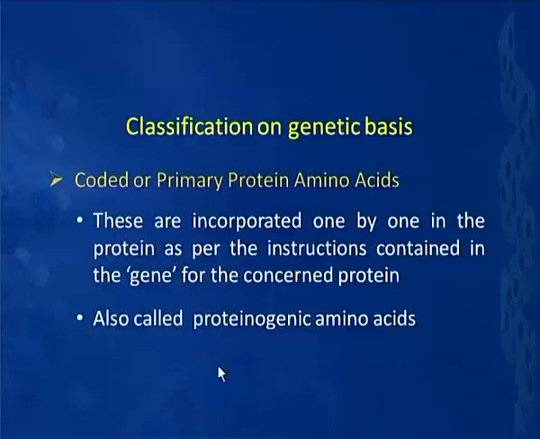So, if I want to classify them, there are 20 amino acids which are coded, because they are the ones which have got a genetic code. From the DNA they will be translated to the proteins. They will be incorporated in the ribosomes and things like that. They are also called proteinogenic amino acids. That means they are the ones which will be forming proteins.